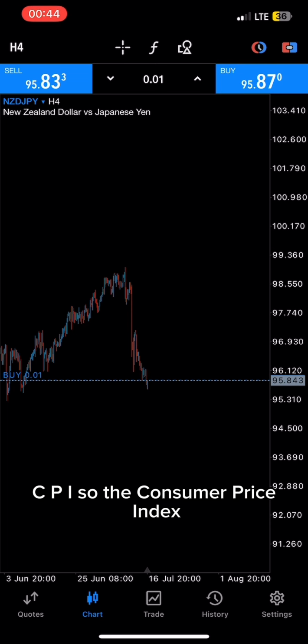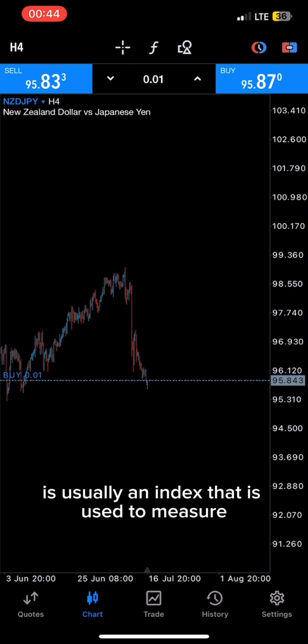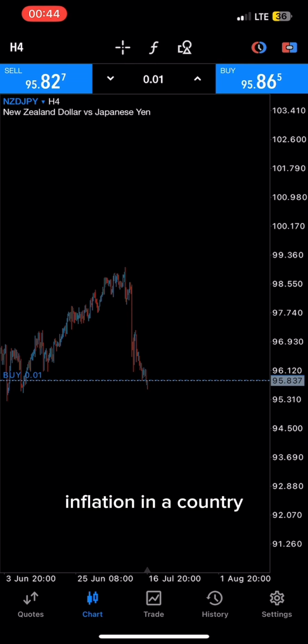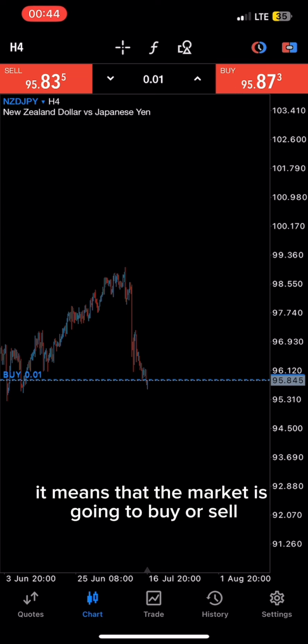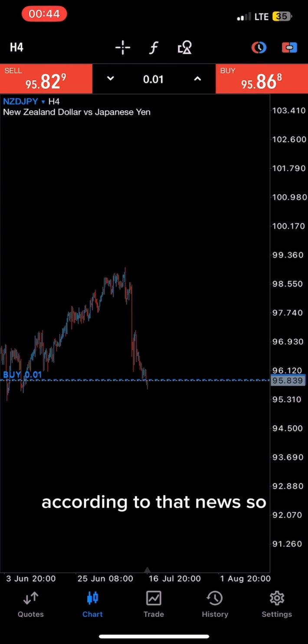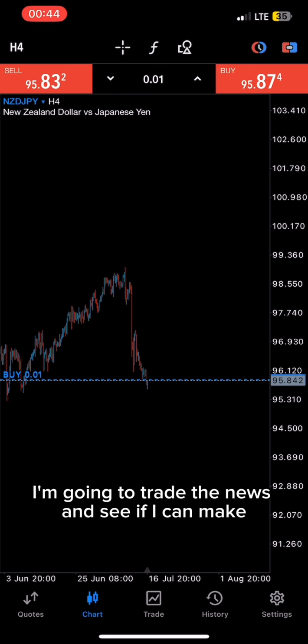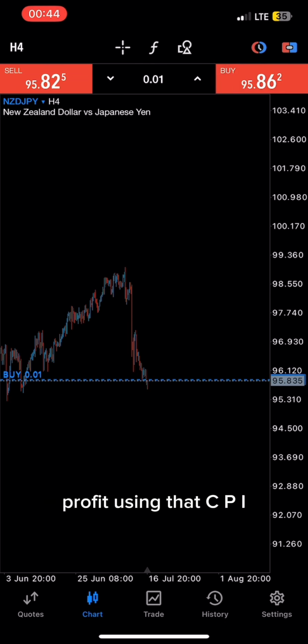The consumer price index is usually an index that is used to measure inflation in a country. So when the news of the CPI is being read, it means that the market is going to buy or sell according to that news. So I'm going to trade the news and see if I can make profit using that CPI.